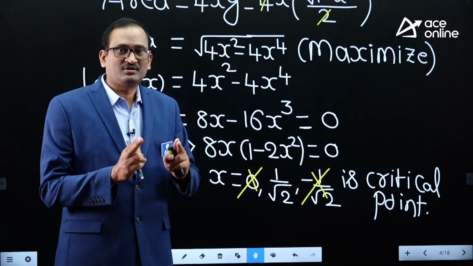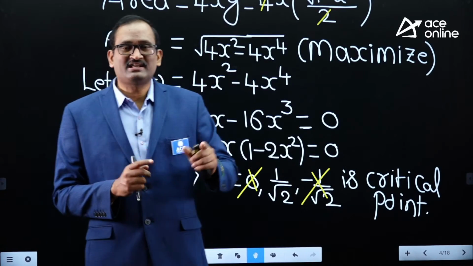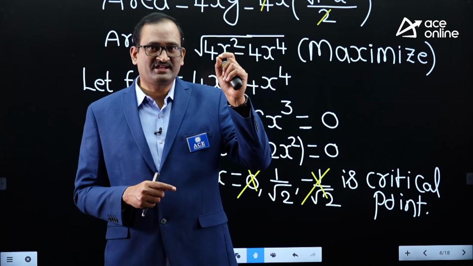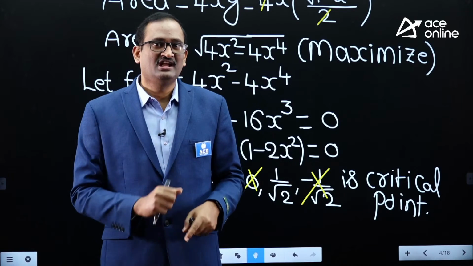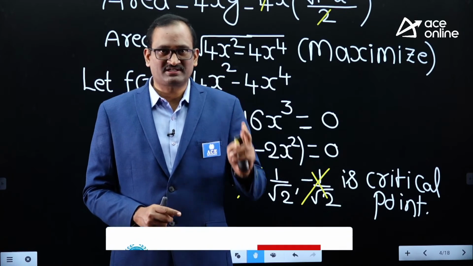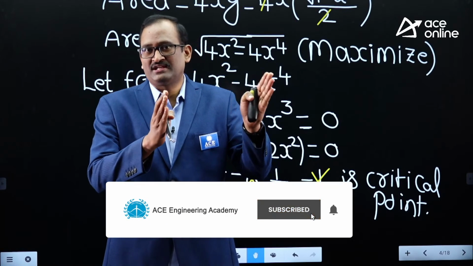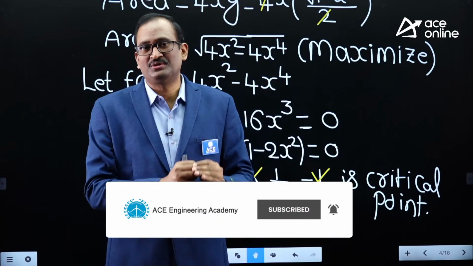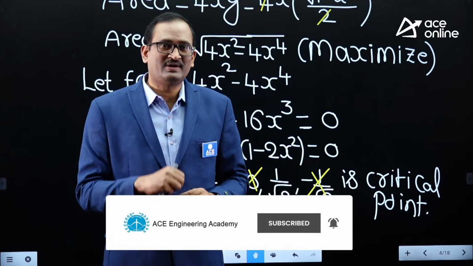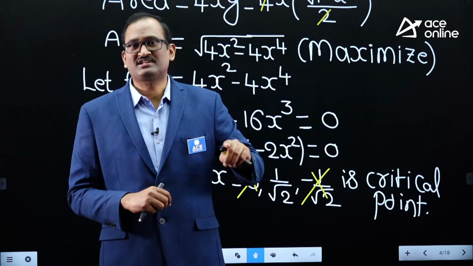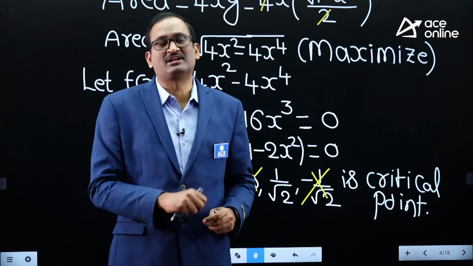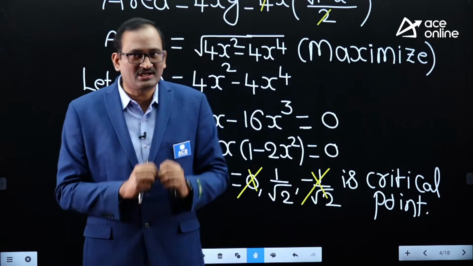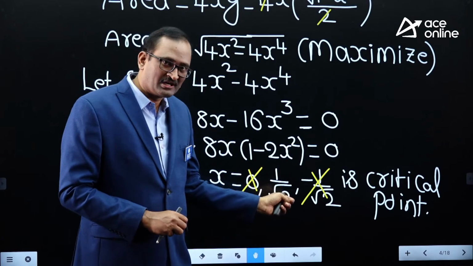If you get two critical points, at which critical point it has either a maximum value or minimum value, we need to check by finding f double dash x. F double dash x at any critical point less than 0, it has maximum value at that point. F double dash x at any critical point greater than 0, it will have minimum at that critical point. But fortunately, we got only one critical point.